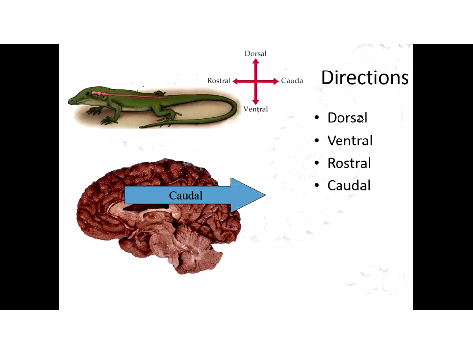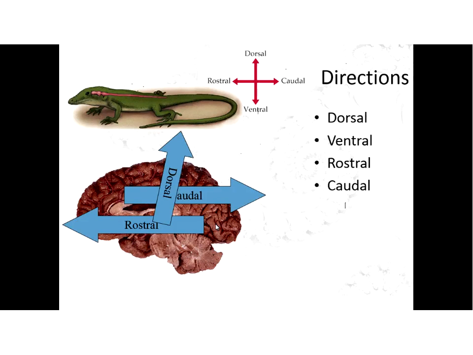So caudal would be towards the back of the brain, or if you were to pat the back of your head, that would be the caudal portion, right where the occipital lobe is. We'll talk about that more in detail. Rostral, if you were to pat your forehead, that would be the rostral part of your brain. If you were to pat the top of your head, that's the dorsal portion.